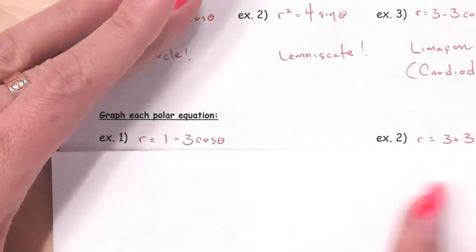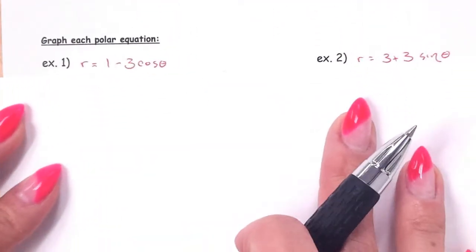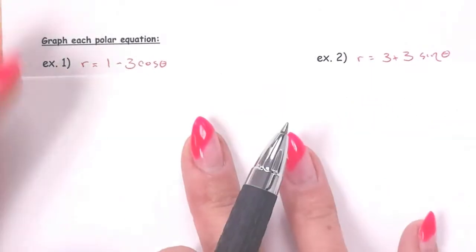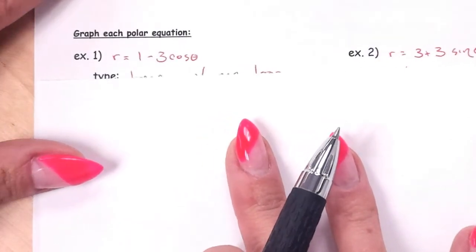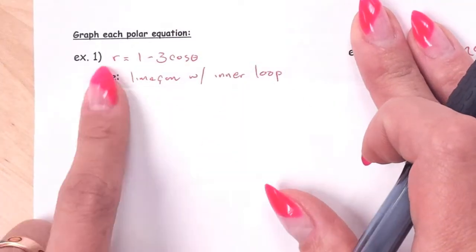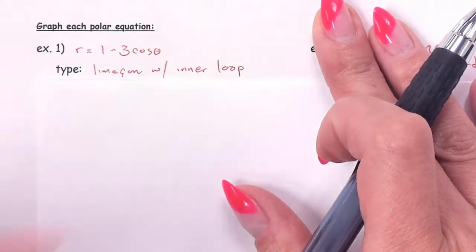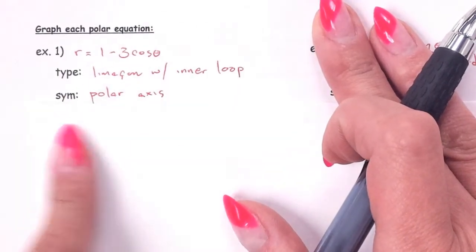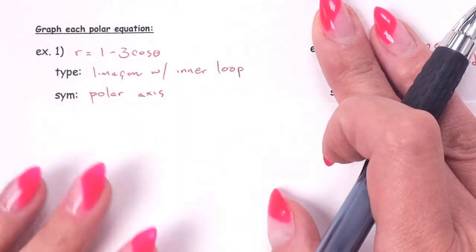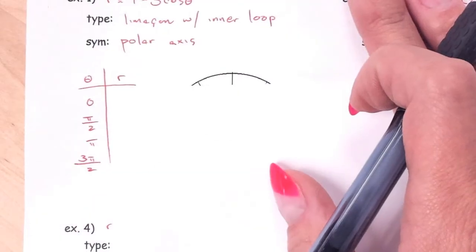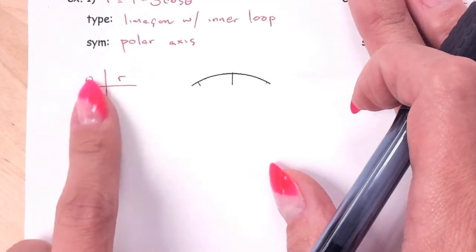Okay, so here's what you're going to do. So example 1, you're going to take a look at it, and then what is this? Think it to yourself if you're not saying it. And then you're going to write it down, and yes, that is a limacon, okay? With an inner loop, because 1 over 3 is less than 1. So we want to know it has an inner loop. And then it's symmetric to the polar axis, so it's going to be symmetric to what we think of as the x-axis. And then you're going to do your chart. This isn't an XY chart because we don't have X's and Y's. This is a theta R chart, right?